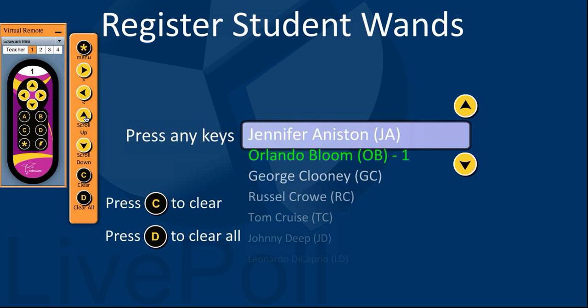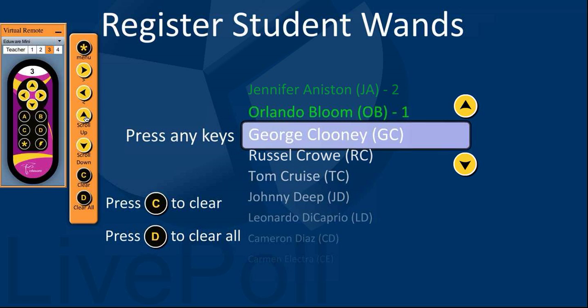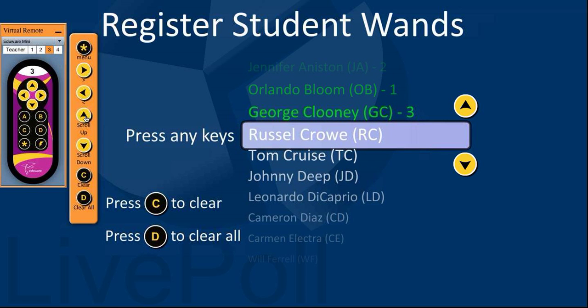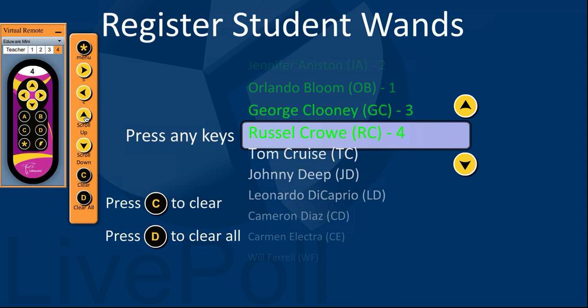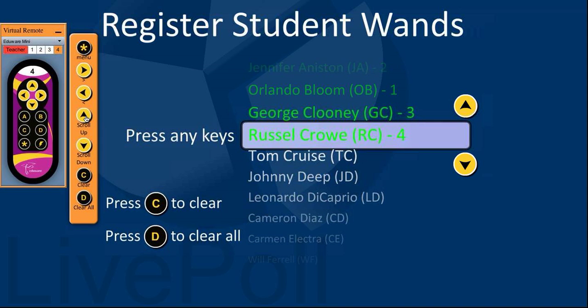So, if I'm highlighted over Jennifer Aniston, student 2 can press any button to select that alias. George Clooney, student 3 can select. Russell Crowe, student 4 can select. Once all your students have selected their aliases, as a teacher, click the right arrow to move into the next steps of your activity.